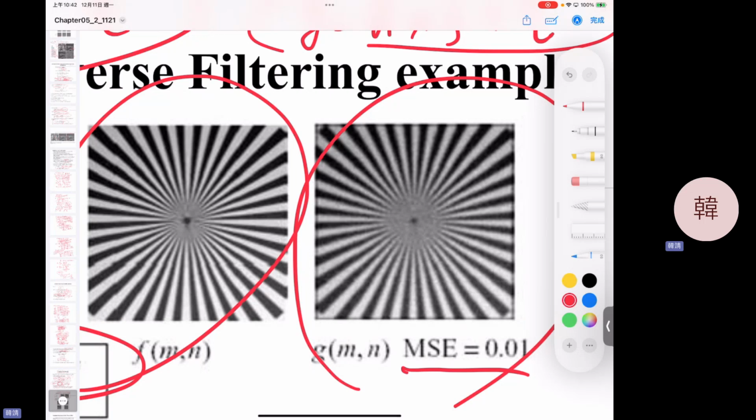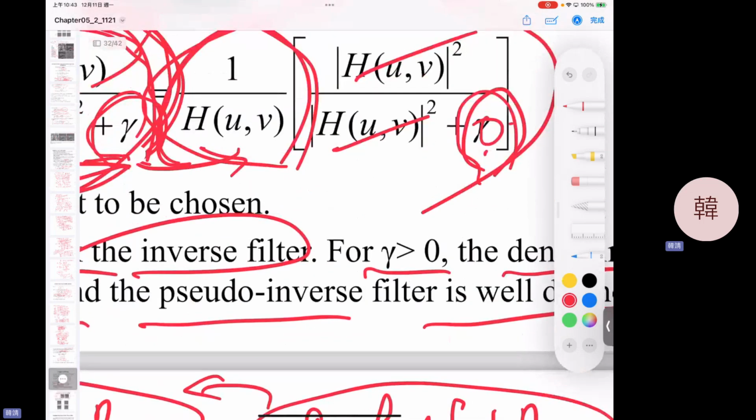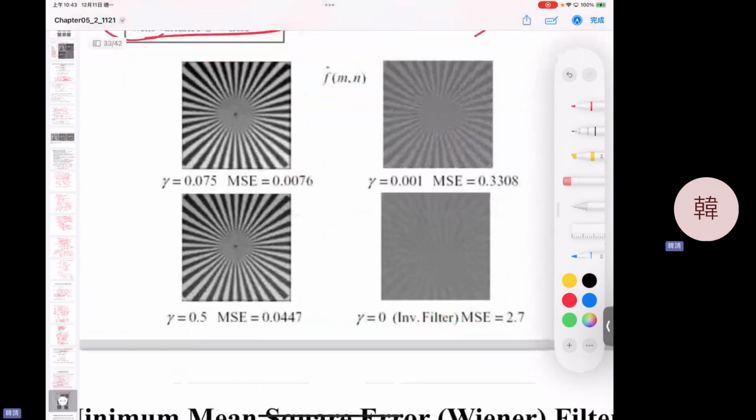So the lower is better, okay? But now we have a 0.01. So how can we use our pseudo inverse filter to solve this problem with different lambda? Previously we said lambda, or gamma, is a different coefficient here. If you choose this as 0, it goes back to the inverse. We will see what the result is. So please see this difference.